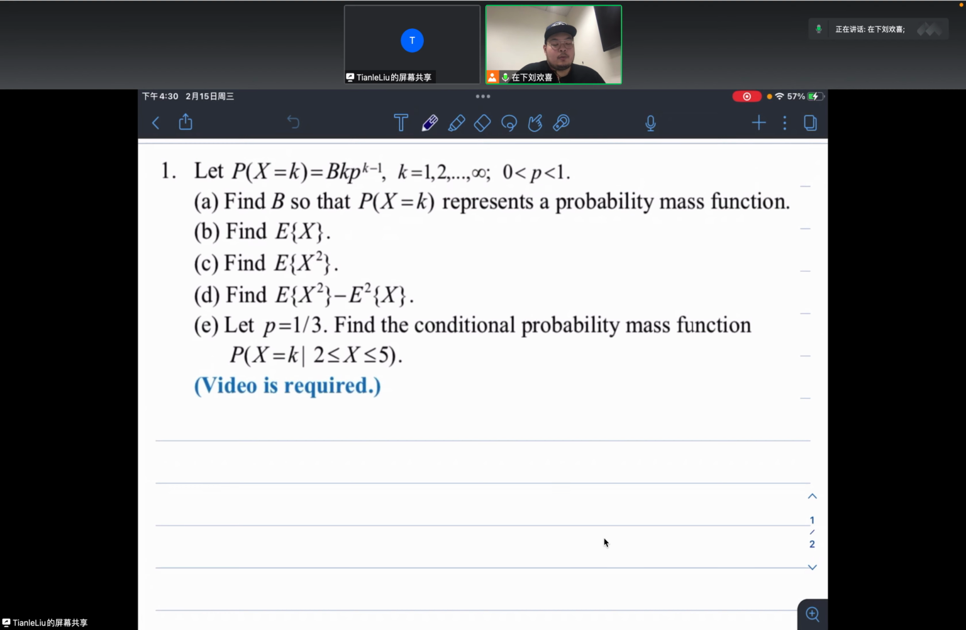My name is Taylor Liu, and I'm here to do homework 3 problem 1 for the probability course. You can see my shared screen on the monitor. Let's see the problem 1.